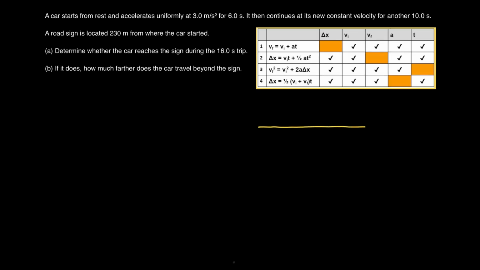The first thing we want to do in this problem is to understand the scenario. And to understand the scenario, it really helps to sketch out the situation. So here we have a car that is moving to the right, and here is our finish line right here. And initially, the car has a velocity of 0.